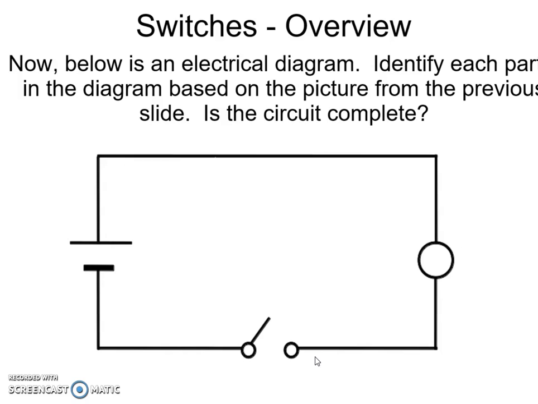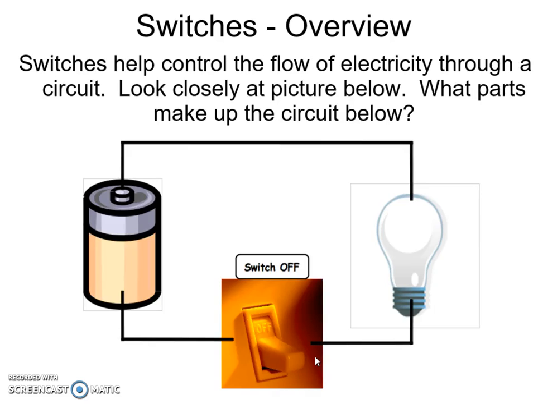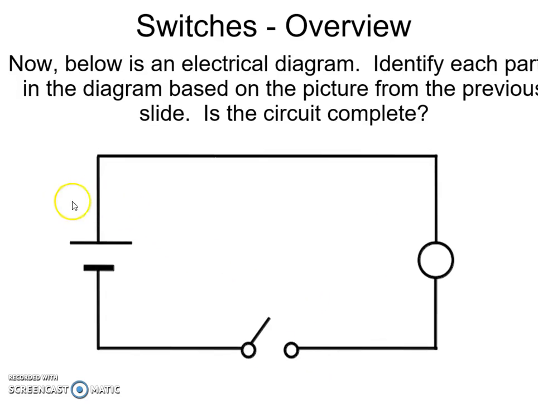So now, look at this electrical diagram. Identify which part in the diagram is what based on the picture that you just saw. So I'll go back so you can take one more look. And then let's look here. So on the left, this represents our battery. The bottom, this represents our switch. And on the right, this represents our light bulb. And if you notice here, there is a gap. The switch is turned off, so the electrons can't flow.